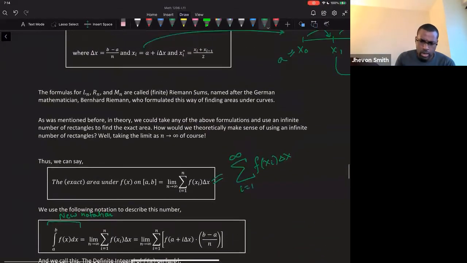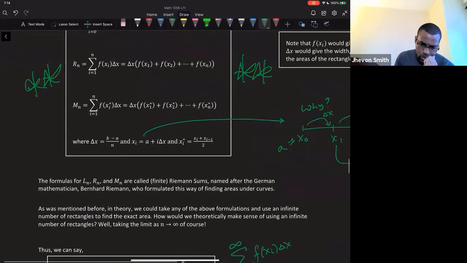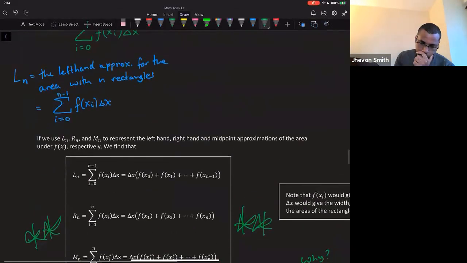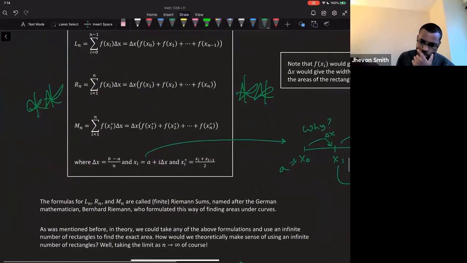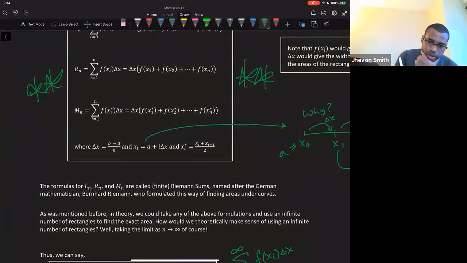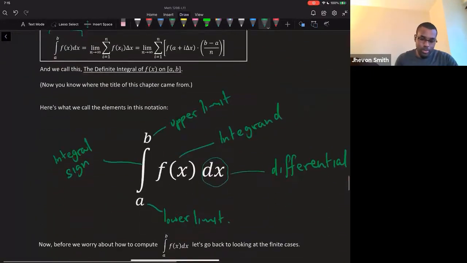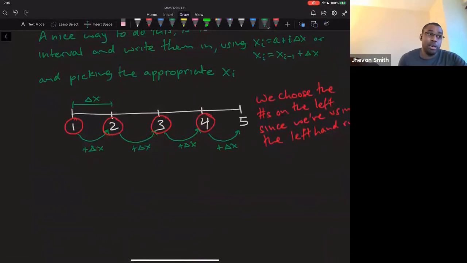And by the way, I think did I mention this here? Yes, these guys are called Riemann sums. And in this case, we're dealing with the finite ones because the guy who discovered this method that I'm teaching you is a German mathematician by the name of Bernard Riemann. So these are called Riemann sums. So that's the third step. We're going to actually set up the Riemann sum.